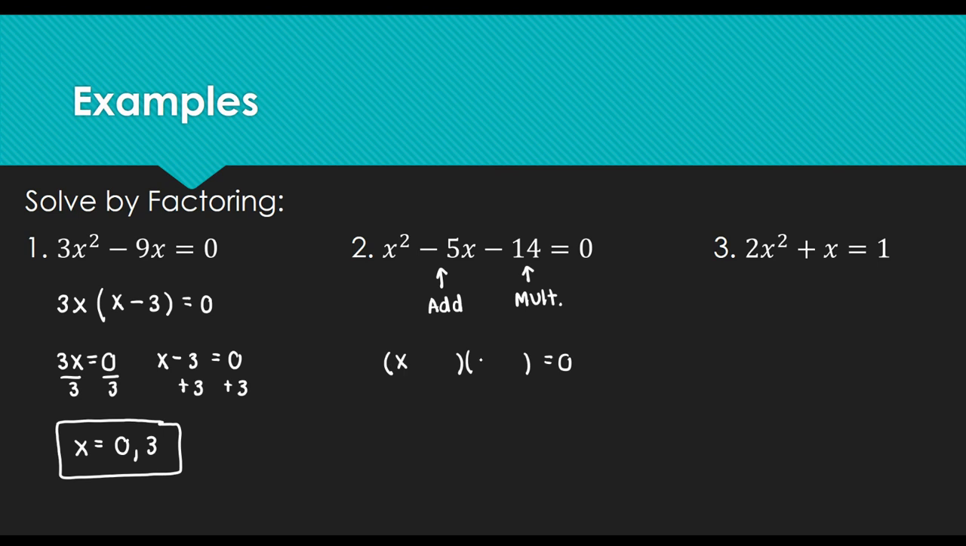Each of my binomials is going to start with an x, because once again, x times x is x squared. So what multiplies to negative 14 but adds to negative 5? That would be negative 7 and positive 2.